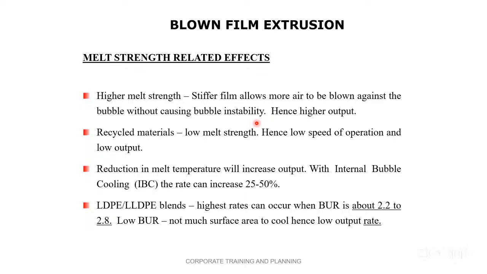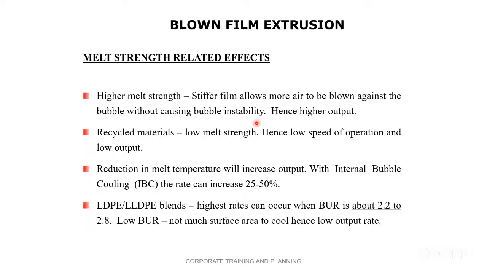That is a very important point. Internal bubble cooling, I have shown you. There is one mandrel that is cooled completely, and over that the film is blown in the upward direction. That video we have seen. Therefore, the reduction in the melt temperature will increase the output. How much can the output be increased? 25 to 50% also, if you cool the die or bubble from the inside.